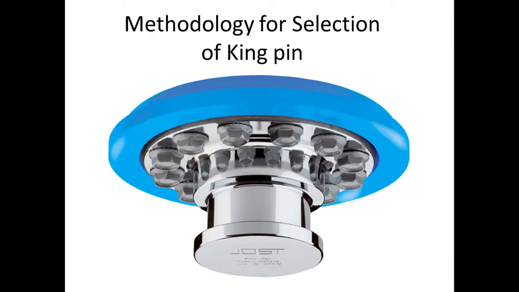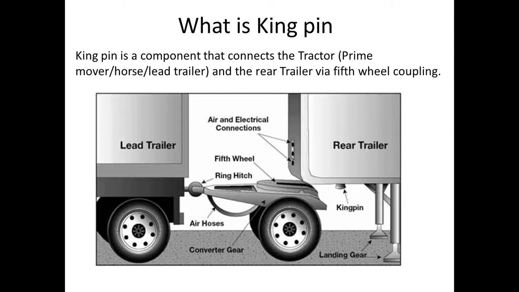Hi everyone, let us see the methodology for selection of a kingpin. What is a kingpin? Kingpin is a component that connects the tractor, which can be a prime mover, horse or lead trailer, and the rear trailer. Now this is done via fifth wheel coupling. Fifth wheel coupling is on the lead trailer or a tractor or a horse, and kingpin is on the rear trailer. The kingpin goes and locks or snaps into the fifth wheel coupling.